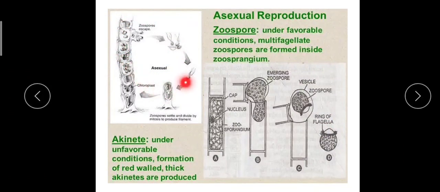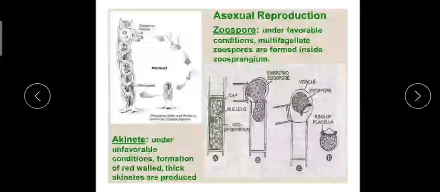And another mode of asexual reproduction is through akinete formation. Akinetes are actually resting bodies, and they are thick-walled, reddish-brown colored structures. The shape is mostly rounded. Those bodies are called akinetes, and they are formed in a chain-like manner, and around 10 to 40 akinetes are formed in a chain.